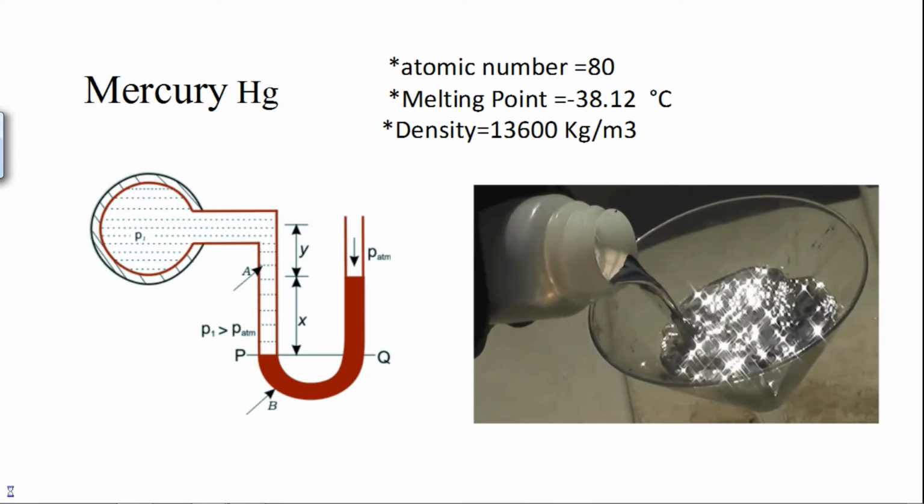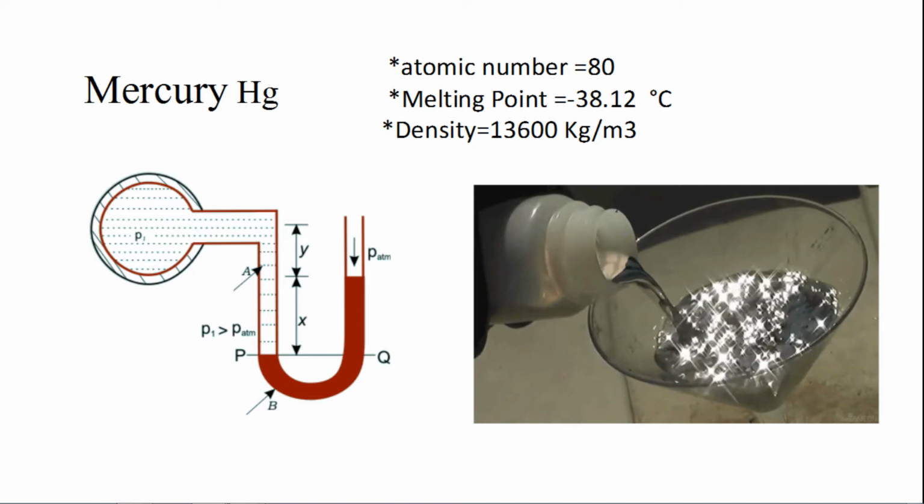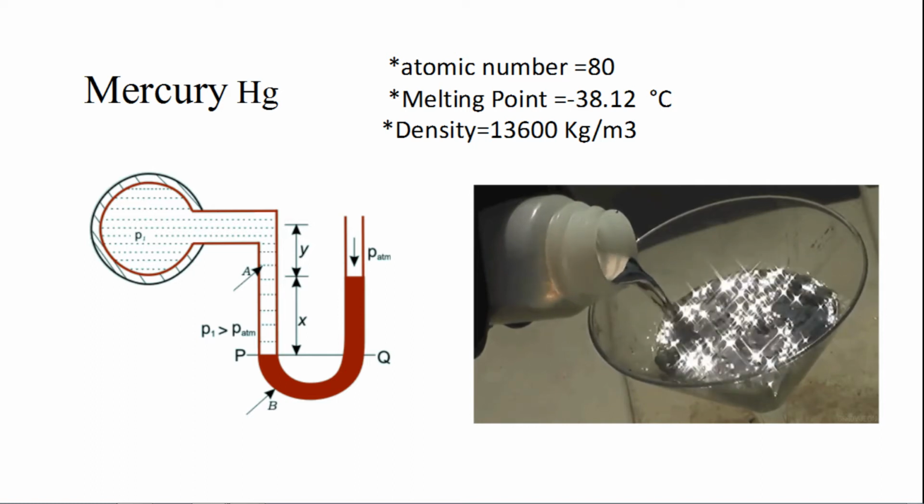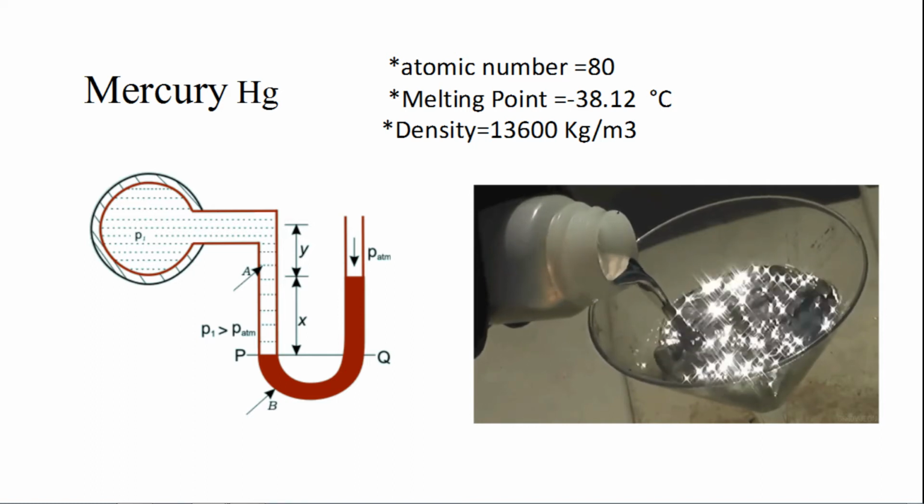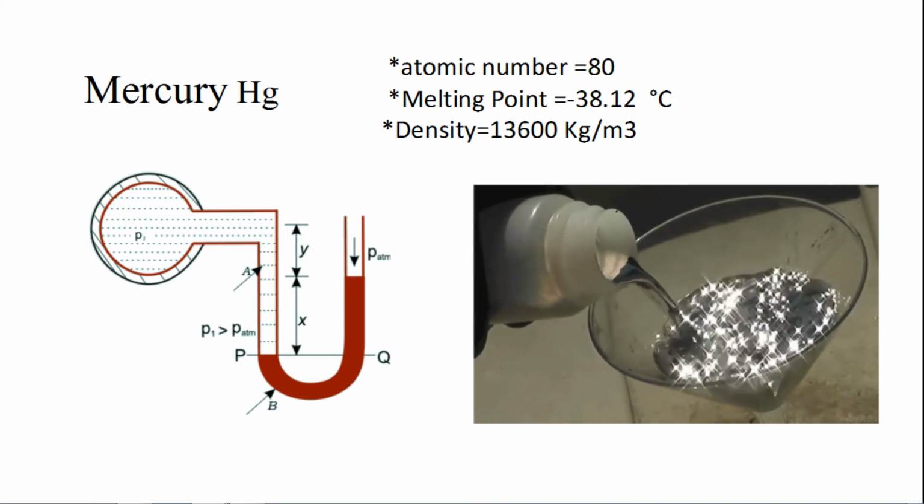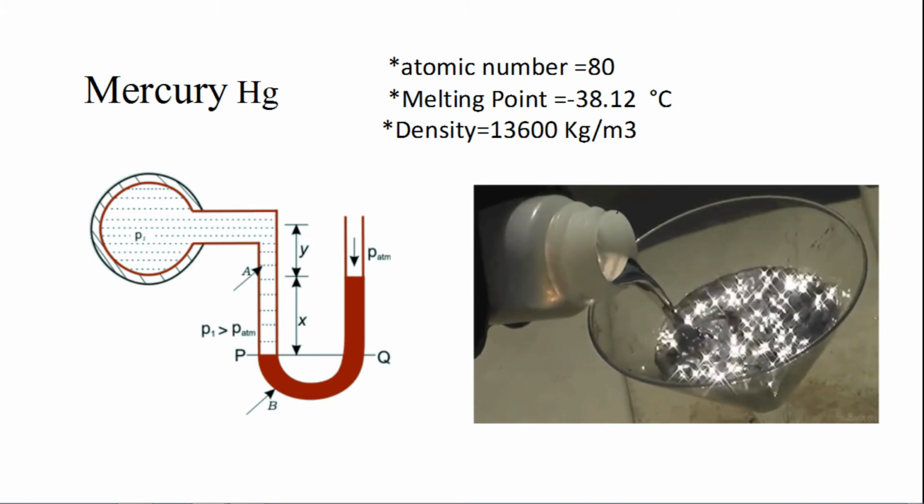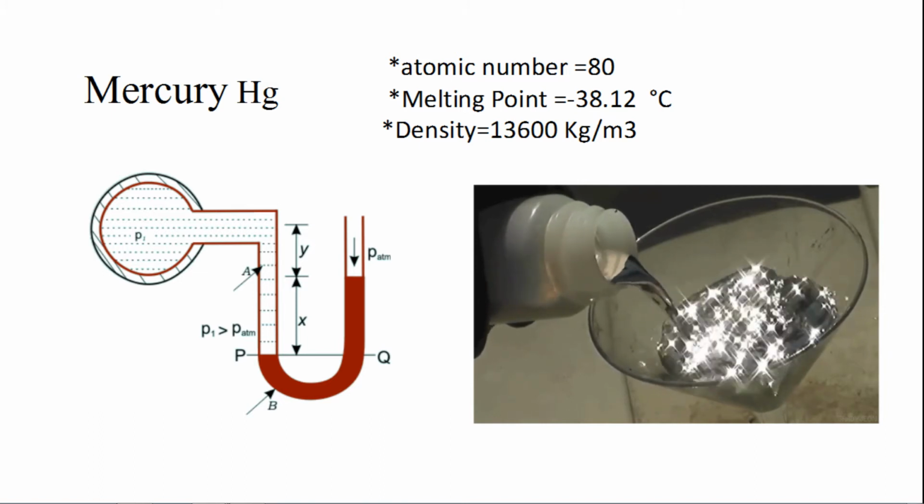Next, a very basic element of fluid mechanics is mercury. A very interesting metal, we can say a transition metal, which is normally in liquid form at room temperature, and its very important property is the density or specific gravity. The density of mercury is 13,600 kg per meter cube.